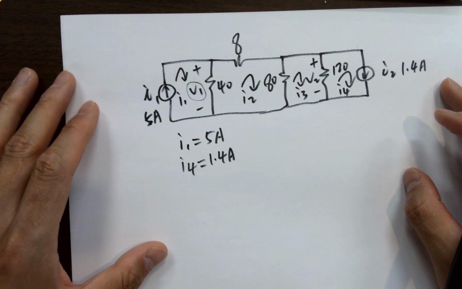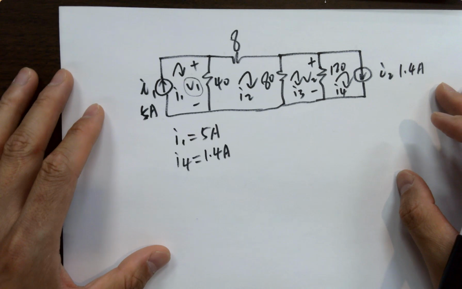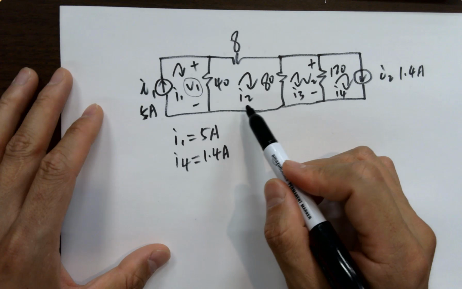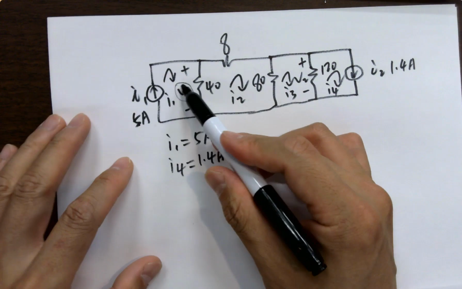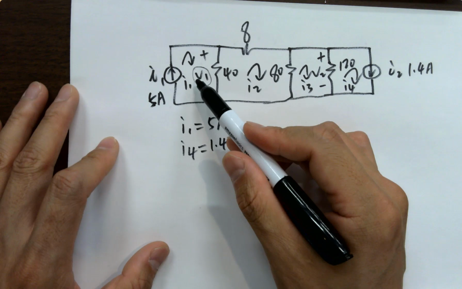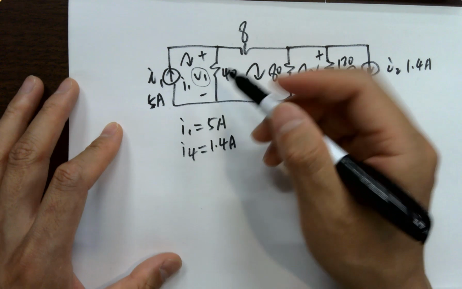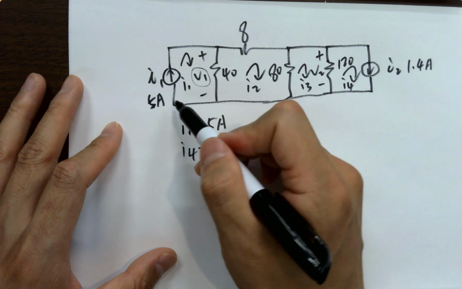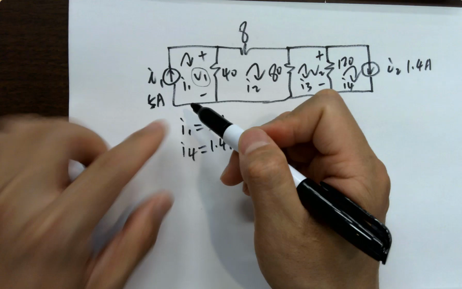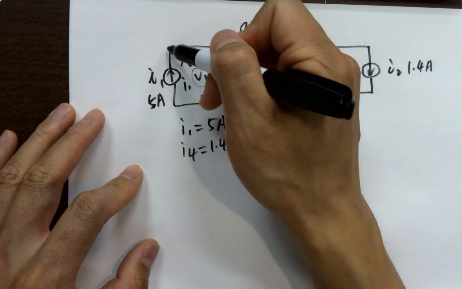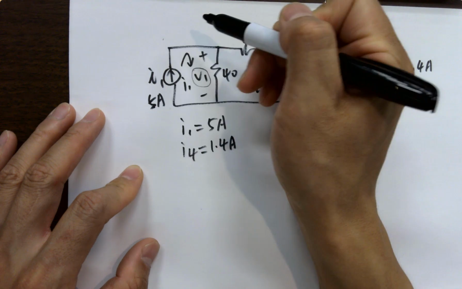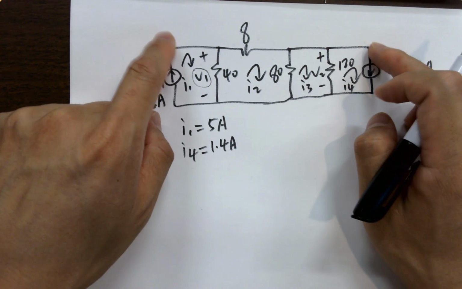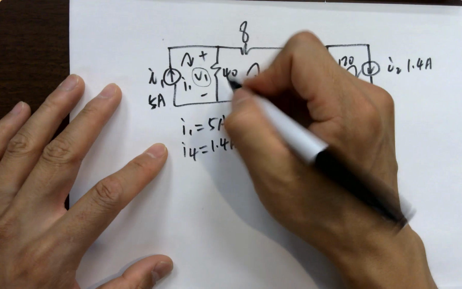Do we still need to list it? No, let's just not list it. Let's just do I2 and I3, okay? Oh, we still have to, because this one is shared with this mesh, so we still have to use I1 here for the equation. Let's directly start from here, for example. In some cases you have to start from one terminal of the current source and assume the voltage there as Vx, but right now we don't have to because it's already given. So let's not do that, and let's start from here.